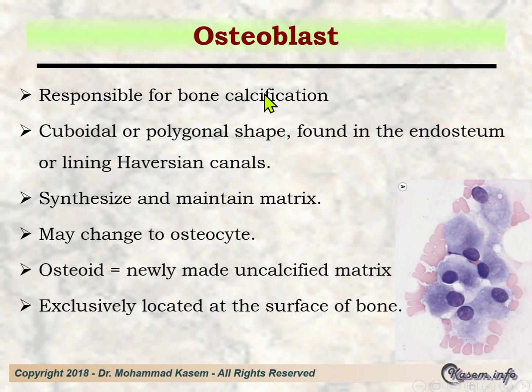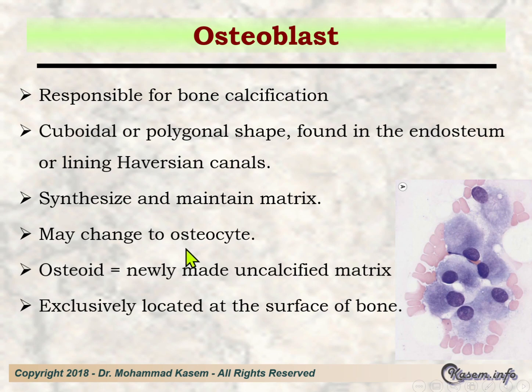The next cell type is the osteoblast. The osteoblasts are responsible for bone calcification and formation of matrix. These cells are polygonal or cuboidal in shape, and you see this bluish or basophilic cytoplasm. You can find them on the surfaces of bone, on the endosteum, and lining the Haversian canals. They also synthesize and maintain the matrix of bone.